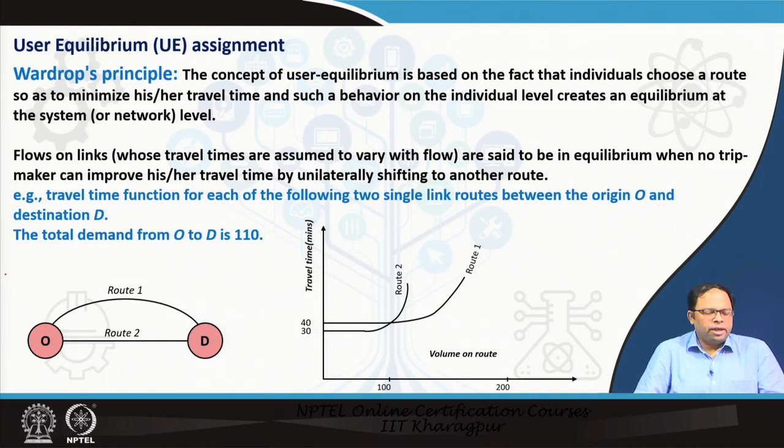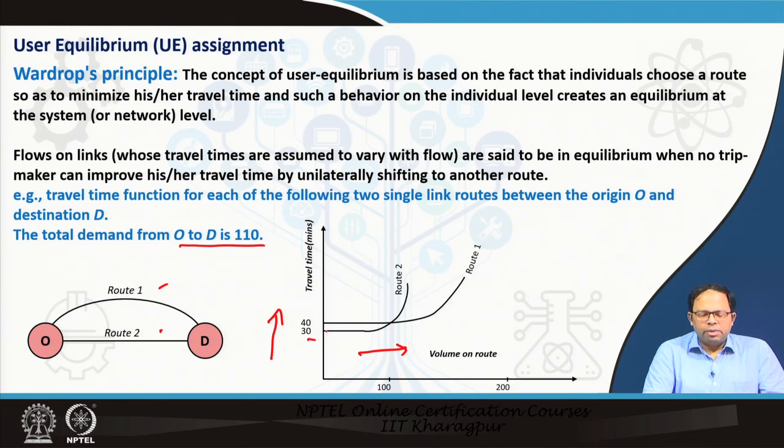So, in this particular example, you can see between O and D there are route 1 and route 2. These are two routes, and the total demand from O to D is 110. On this graph, this axis is the volume on the route and this is the travel time or speed along that particular route. In the first route the speed is around 40, this is the free flow speed, and in the second route the speed is 30.